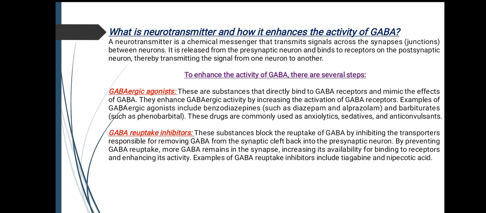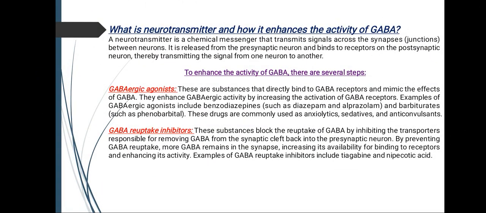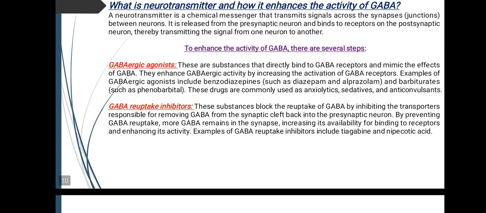They enhance GABAergic activity by increasing the activation of GABA receptors. Examples of GABAergic agonists include benzodiazepines such as diazepam and alprazolam, and barbiturates such as phenobarbital. These drugs are commonly used as anxiolytics, sedatives, and anticonvulsants.